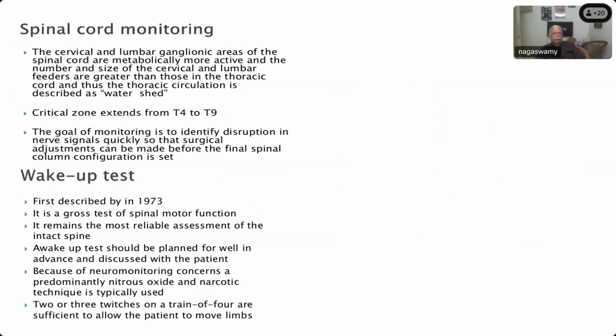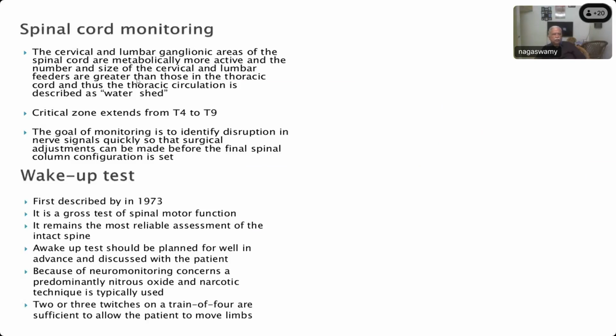And spinal cord monitoring, the wake-up test. We didn't go into detail about the wake-up test because it is almost becoming obsolete, or not conducted regularly, after the advent of somatosensory evoked potential monitoring. But anyway, some examiners may still ask for that. So who described this test? It was done in 1973 first by Stagnara, the French surgeon. He was the one who did that, and his anesthetist also was very cooperative, and they used to do that.